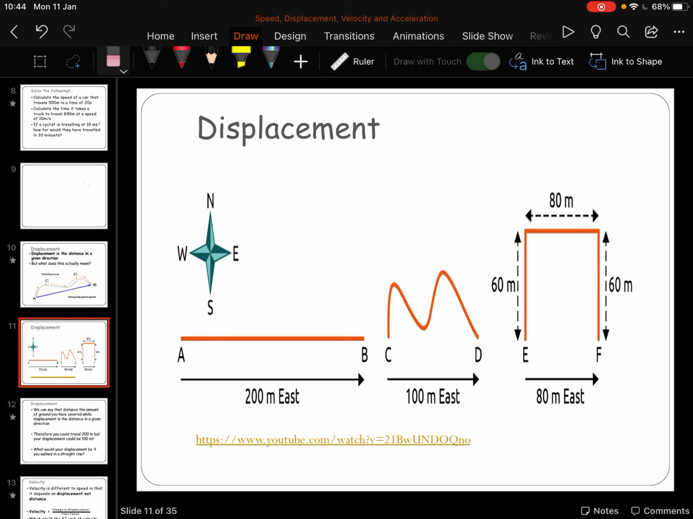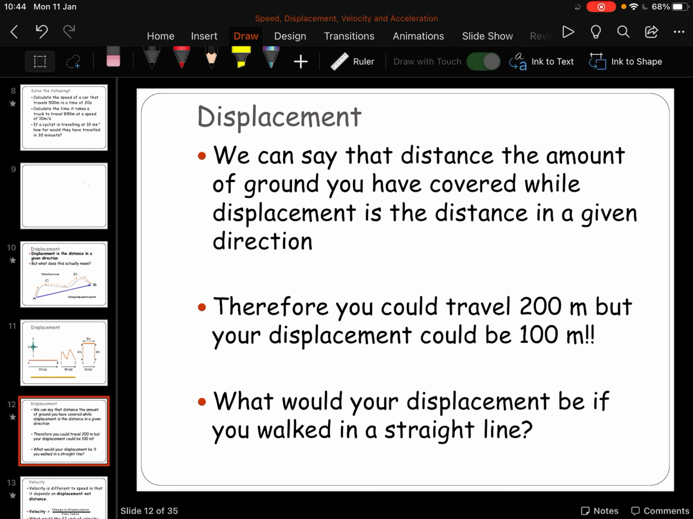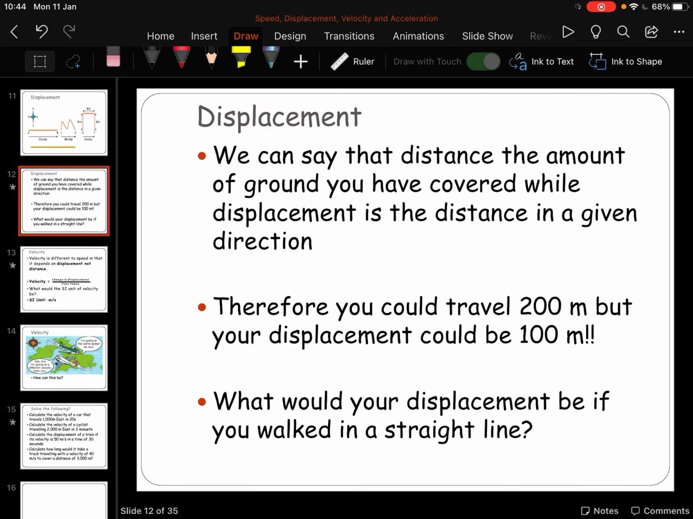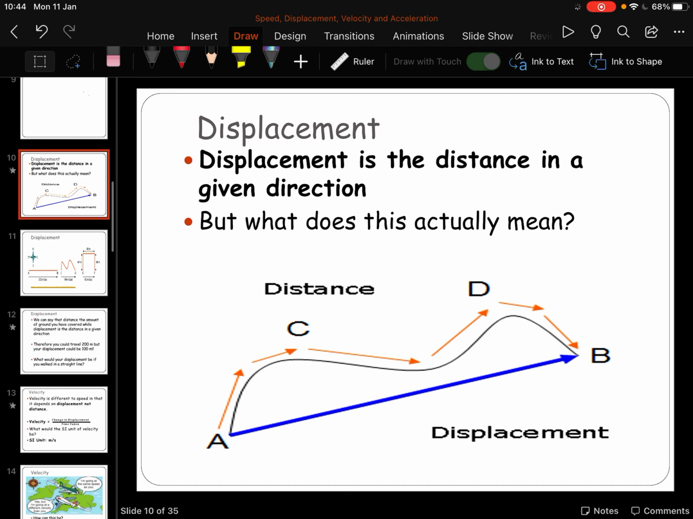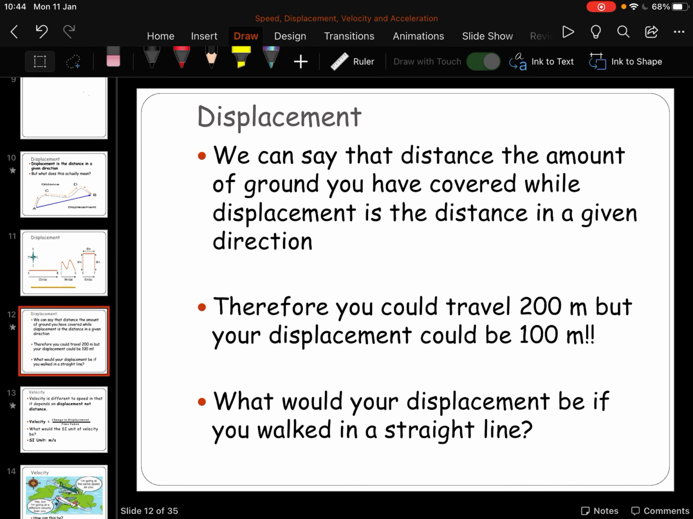Again, as before, you can pause the video here and watch the YouTube link, or you can watch it later and come back to it in your own time. I do advise watching them. They're kind of entertaining. And that's just a recap of that. We can say that distance is the ground you've covered, while displacement is the distance in a given direction. That's just a recap, and you don't need to take that down. Once you have this and the diagram, this just explains it again.